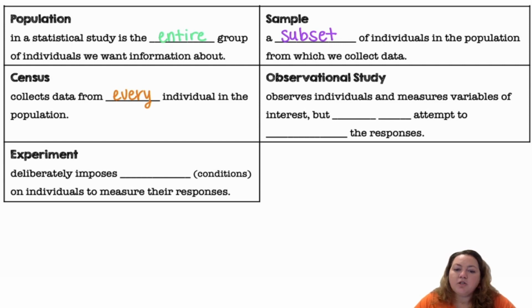An observational study observes individuals and measures variables of interest, but does not attempt to influence the responses. Okay, so you're just observing. An experiment deliberately imposes treatments on individuals to measure their responses.